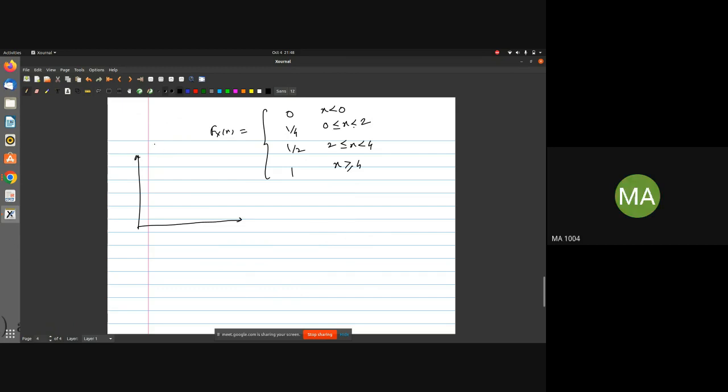Or else we can find a PDF from the CDF, and then we can find the answers also. Which way is better? Do you know how to find the PDF from the CDF? We'll do that.